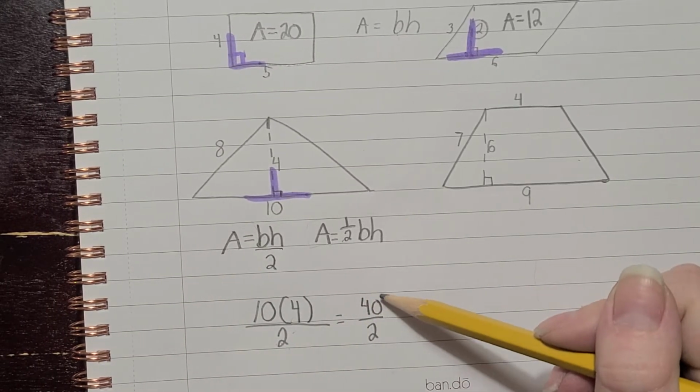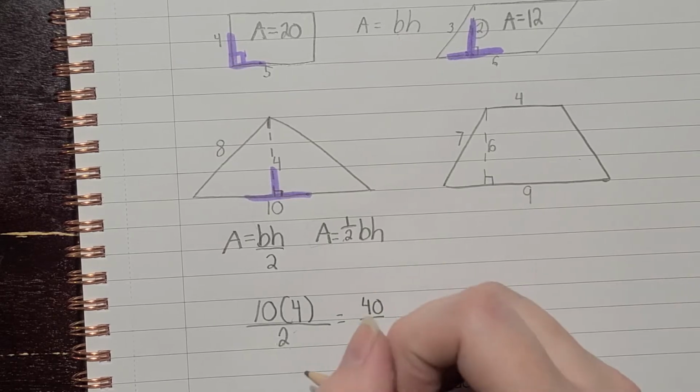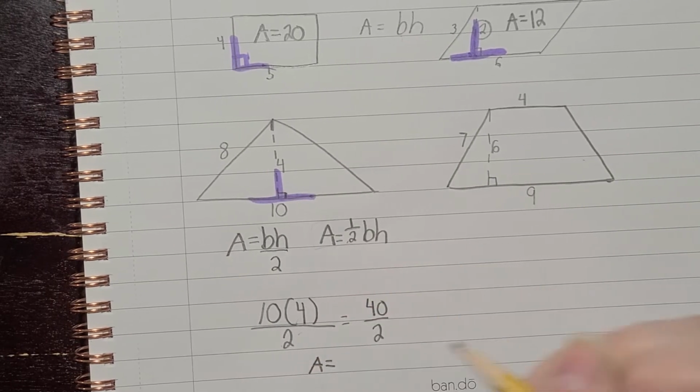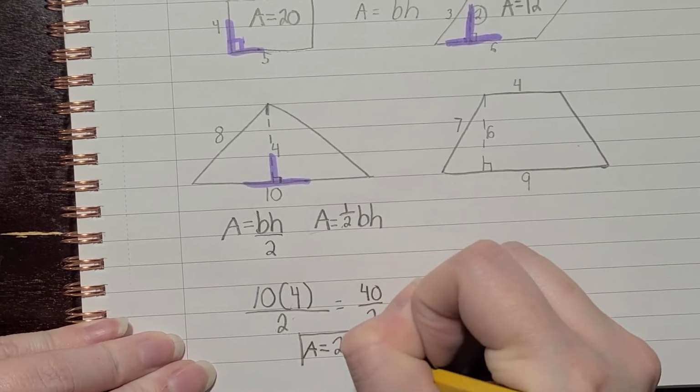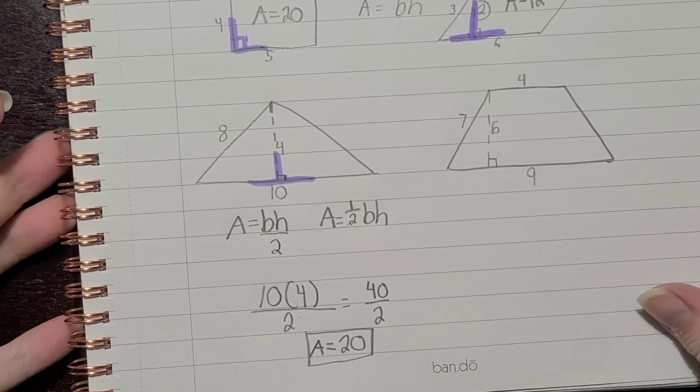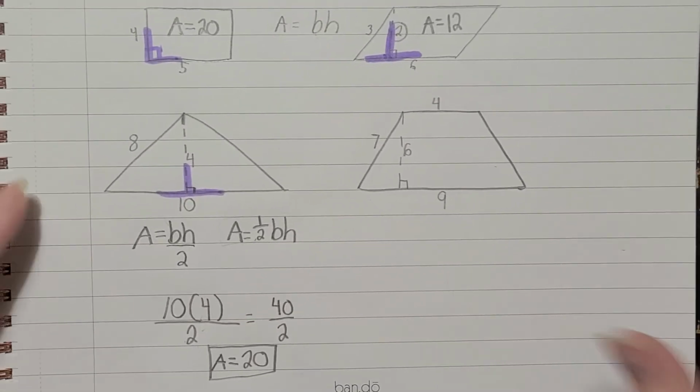Okay, so 40 divided by 2 is going to be 20. So the area of this triangle is 20. Cool. All right, now let's talk about our trapezoids.